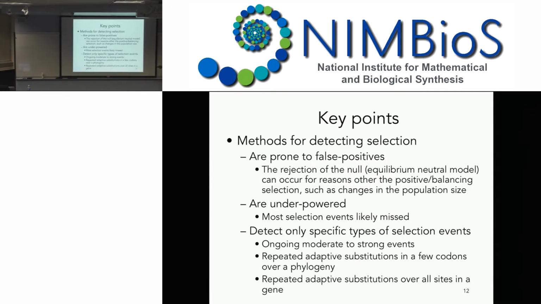We can look for repeated adaptive substitutions in a few codons over a phylogeny. Those can certainly occur, but that's a unique class of events, right? That's not a representative random sample of how selection is occurring. Likewise, we can catch repeated adaptive substitutions over all sites in a gene.